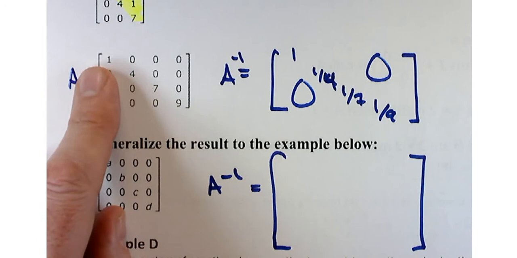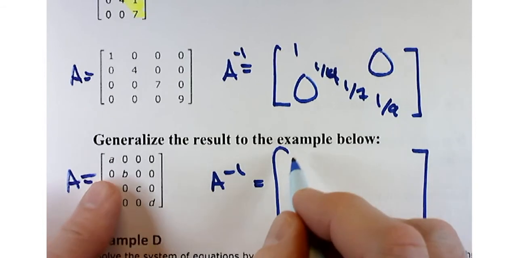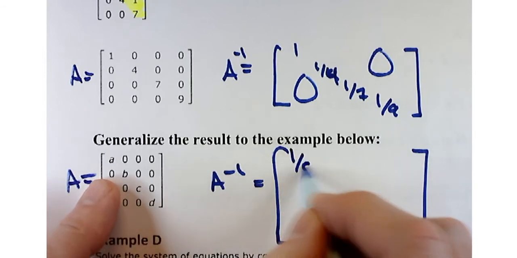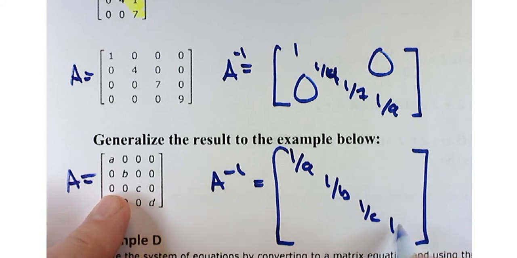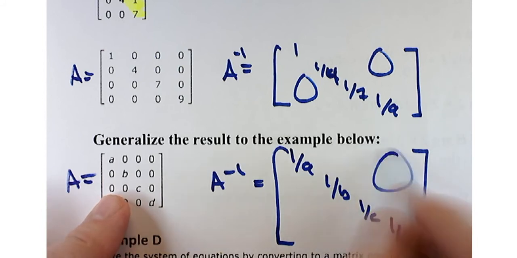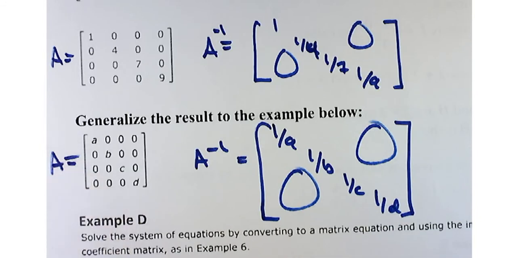Yeah, it's just the reciprocal, right? It's 1/1, 1/4, 1/7, 1/9. So in this case, the answer is going to be 1/A, 1/B, 1/C, and 1/D. And the rest are going to be zeros. I'm being a little bit lazy. I'll just put big zeros there, but that means zeros everywhere. So, yay. Nice.